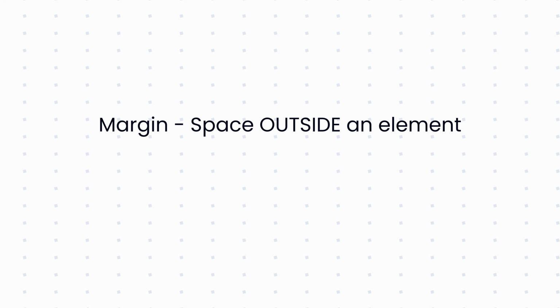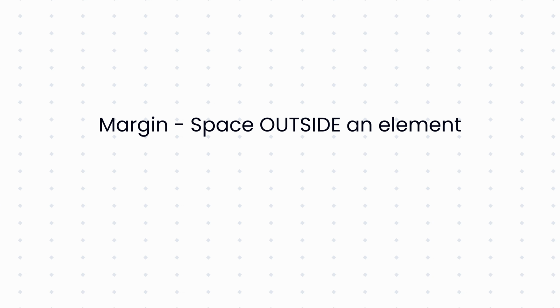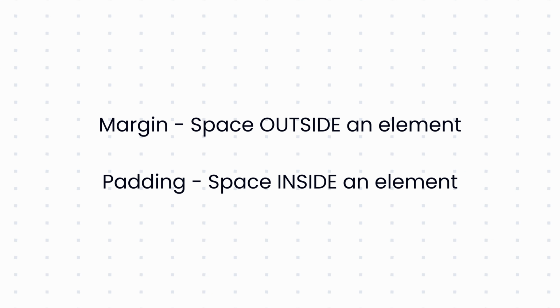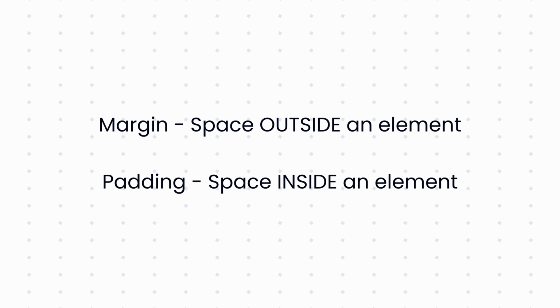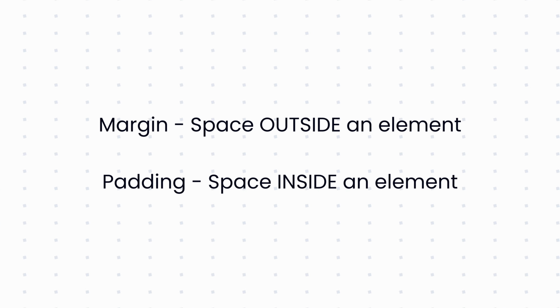So margin is the space outside an element. It controls how far apart one element is from other elements around it. Padding, on the other hand, is the space inside an element between the content and its border. Let's see an example to understand that.